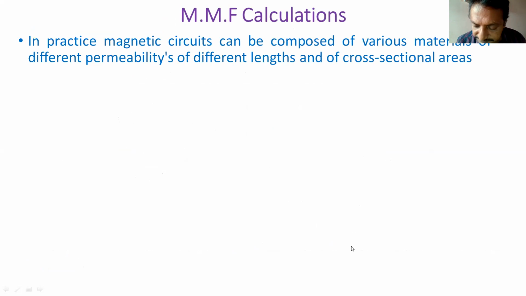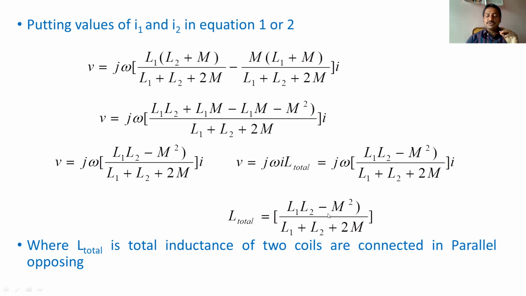Next we will come back. So dear students, you should understand that. In case of this, what is the meaning of opposing? What about this denominator, L1 plus L2 plus 2M? But what about the total inductance in case of series aiding? L1 plus L2 minus 2M. See here, minus 2M or plus 2M, which is more? Plus 2M is more, so the denominator is more. What about the numerator? It is less. So the total inductance is less in case of series opposing.